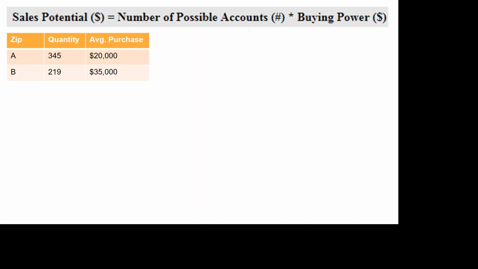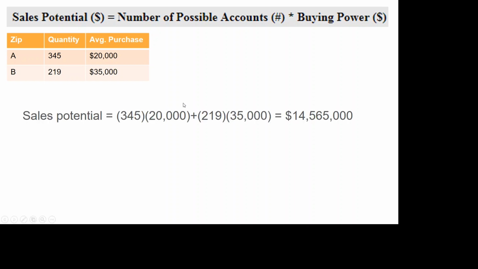Same calculation, different example here. You sell pools for an installation company. You have put prospects into groups based on zip codes. You've got zip code A and you've got zip code B. You know that in zip code A, there are 345 homes that could possibly want a swimming pool. Typically in that zip code, customers buy a pool that's $20,000. In zip code B, you know there are 219 potential prospects, and you know that in that zip code, the average pool purchase is usually $35,000. So the question is, what is the total sales potential here? It looks just like that. Same calculation as before, numbers are much, much larger. You end up with a sales potential of $14.5 million.